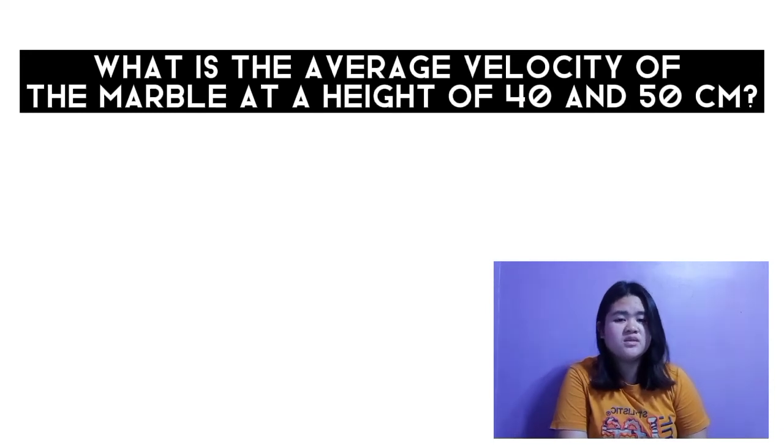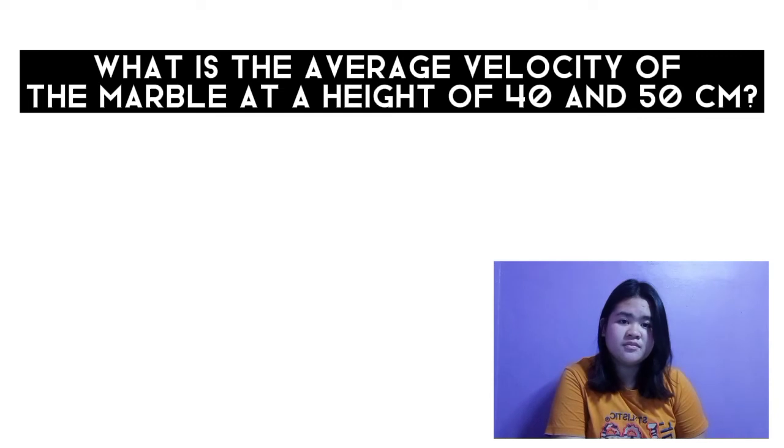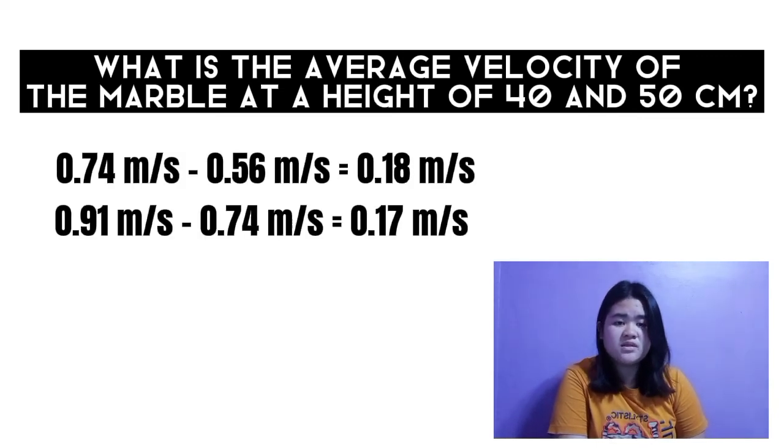Now that we understand the concept, we can answer the question, what is the average velocity of the marble at 40 and 50 centimeters height? Using the difference between the average velocity at 20 centimeters and 10 centimeters, which is 0.18 meter per second, and the difference between the average velocity of 30 centimeters and 20 centimeters, we will be able to compute the average velocity at the height of 40 and 50 centimeters.